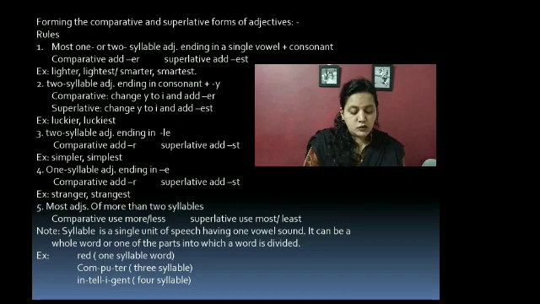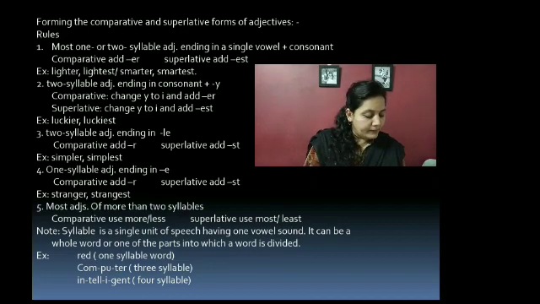Then the second rule is two syllable adjectives ending in consonant plus Y. There will be a two syllable adjective and it will be ending with a consonant plus Y. So for example, if I say crazy, or you can say lucky, L-U-C-K-Y, lucky. So here it is ending with Y, consonant plus Y. So you have to remove Y and add I in place of that and then continue with ER. It will become luckier in the comparative one, and if it is the superlative one, it will be luckiest.